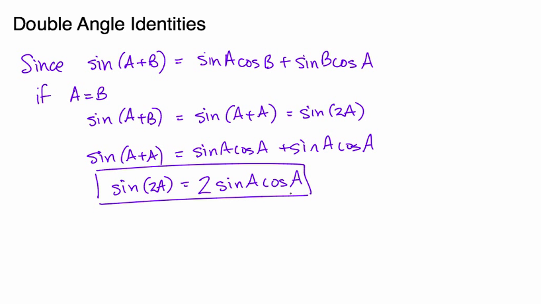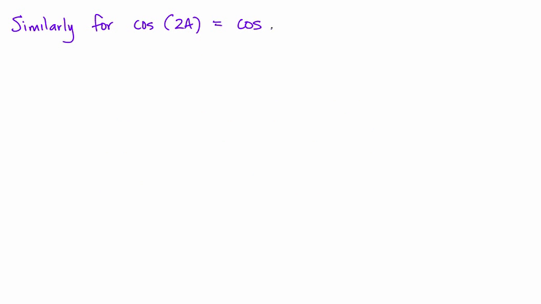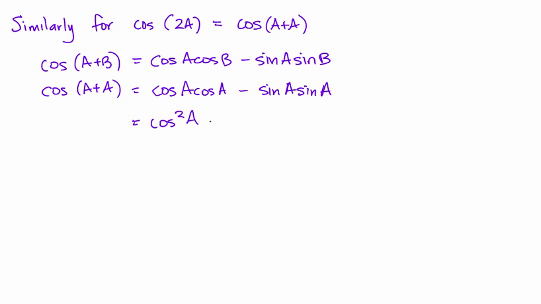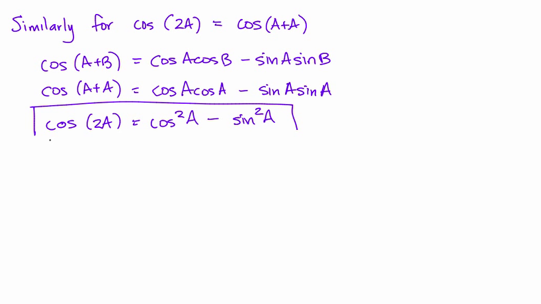Similarly, for the cos double angle identity, we can think about that as cos A plus A, and using cos A plus B, which is cos cos minus sine sine, I substitute in A for my B, and I get cos A times cos A minus sine A times sine A, which is rewritable as cos squared A minus sine squared A, and that's the first of my double angle identities for cos. And I say first because there are a couple other options that I have.